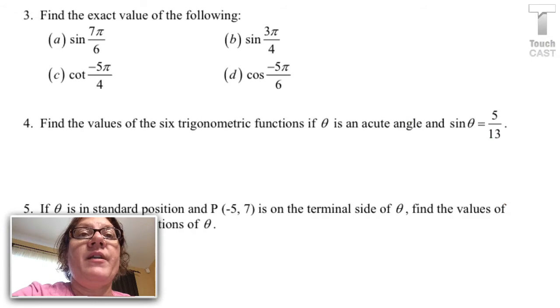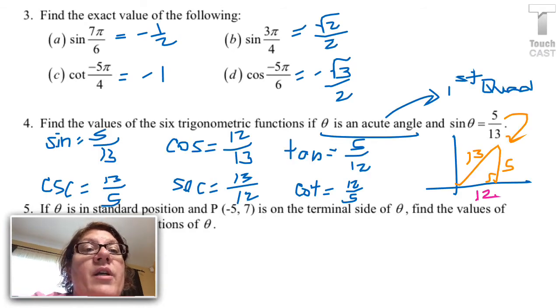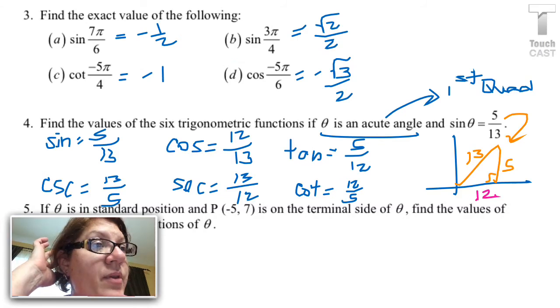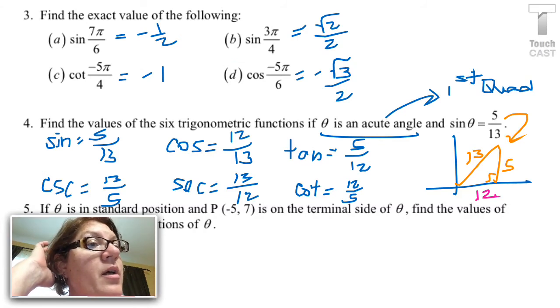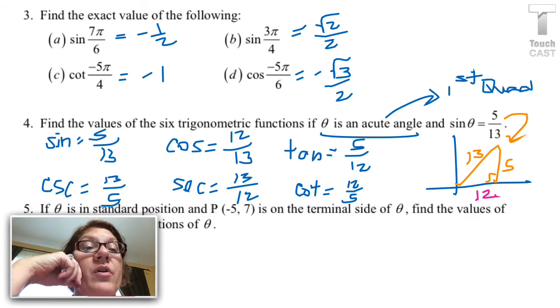Pause the video, try to find the answer to 3A through D. Double check your answers, you should have all of those correct. Pause, and I'm going to put up the next set of answers for number 4. So check your answers. Notice that I generated the 12 for the last leg using Pythagorean theorem on this triangle. Theta is acute, which means it has to be less than 90, so it has to be in first quadrant. And of course I used all the reciprocals for the reciprocal functions. Okay, try the next one.